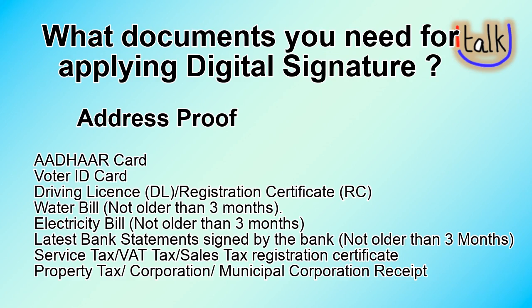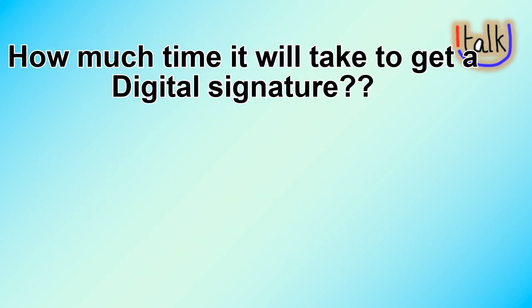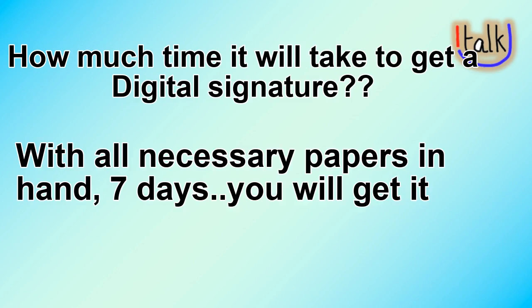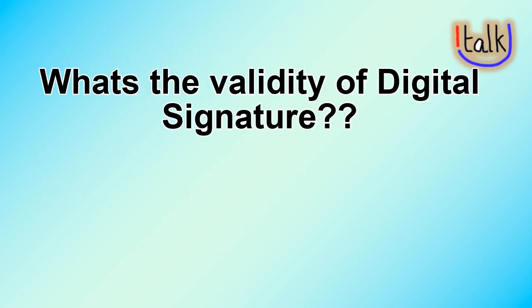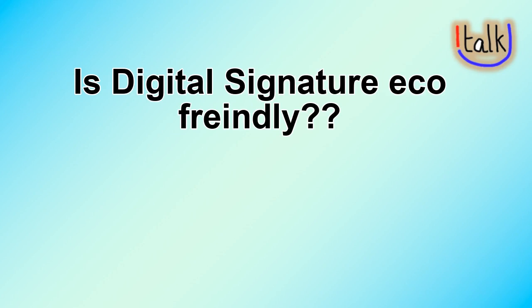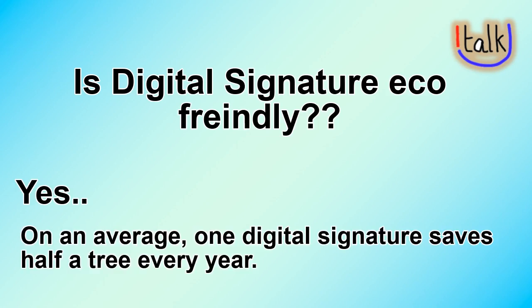How much time will it take to get a digital signature? Well, if you have all the information on hand, it's going to take hardly 7 days, and not more than that. What is the validity of the digital signature issued? It is 2 years. Is digital signature eco-friendly? Totally yes. On an average, one digital signature saves half a tree every year. So you do the math by yourself.